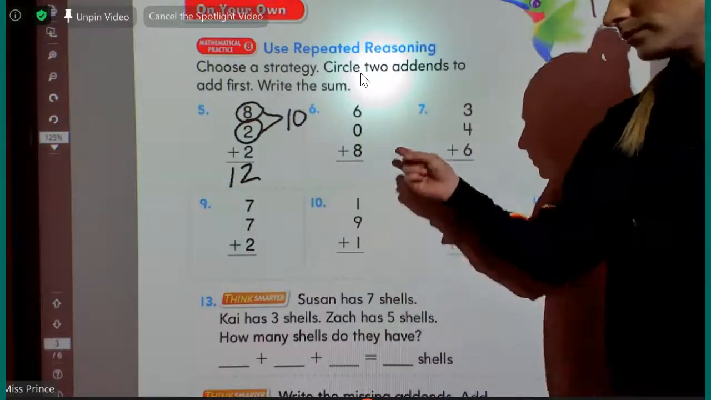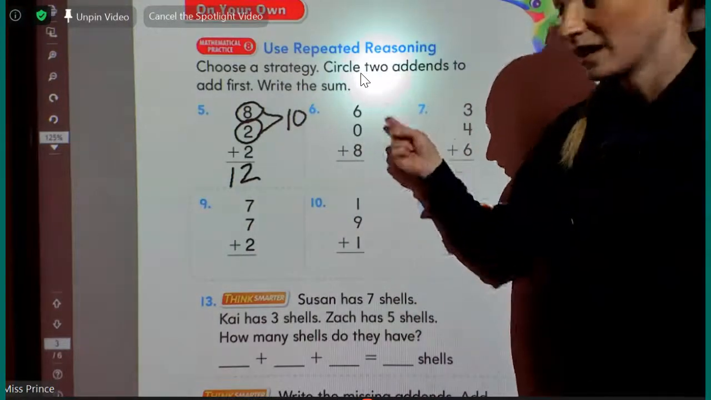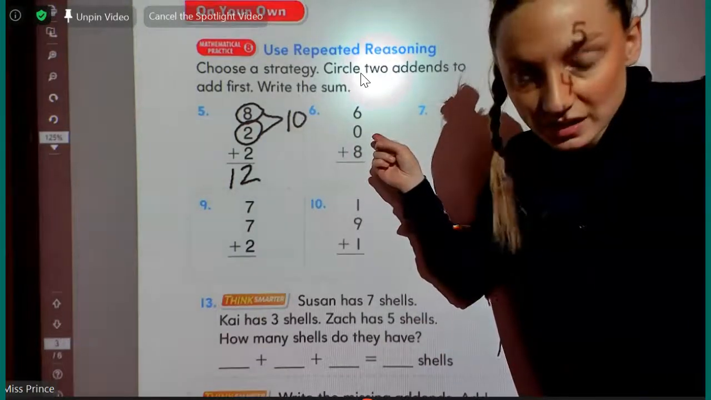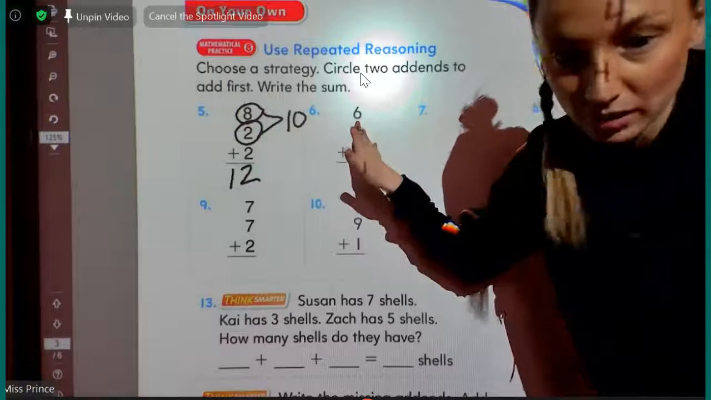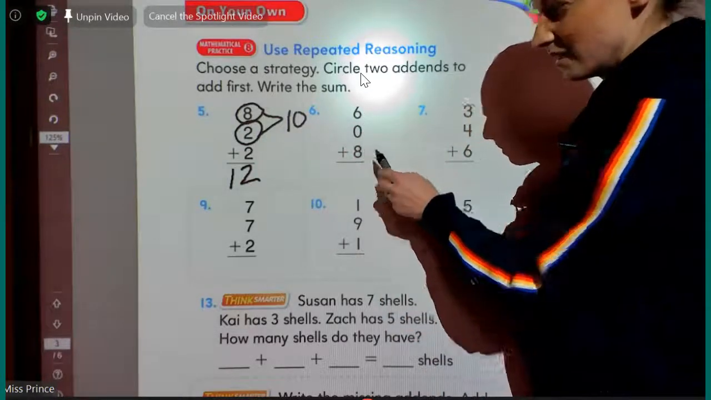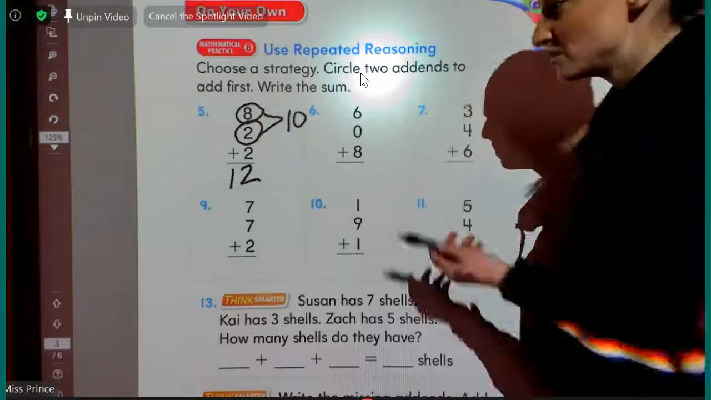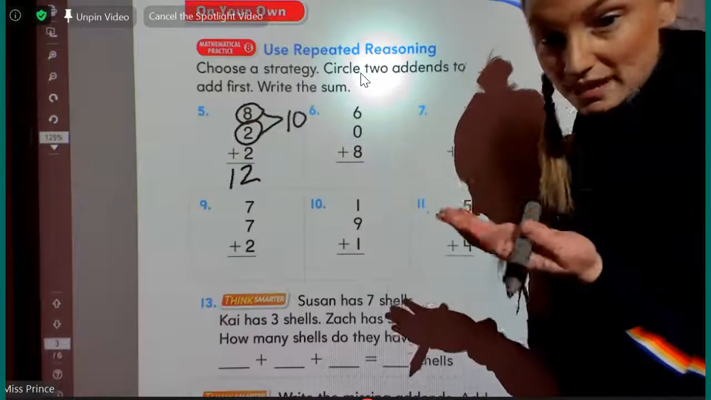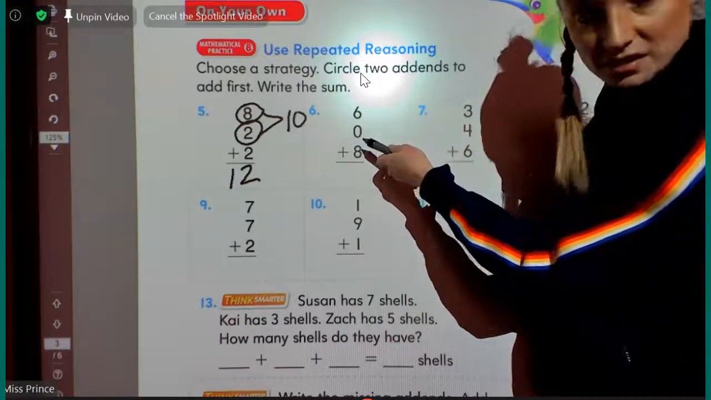All right. This next one, I have a choice. Because there is a 0 here, I can leave that part alone and just do 8 plus 6. That way, I don't have to do any more adding. Once I solve 8 plus 6, I'm done because all that's left over is a 0.